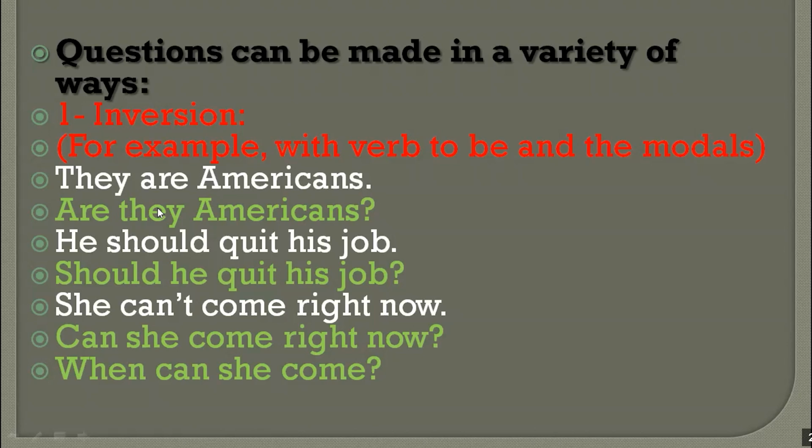So if you have verb to be or if you have a modal, you're supposed to use inversion. Should he quit his job? We invert the locations of the subject and the modal. She can't come right now. Can she come right now? You put the modal first and then the subject. And if you would like to use a question word like when, you're going to do the same thing. When can she come? So that's inversion.